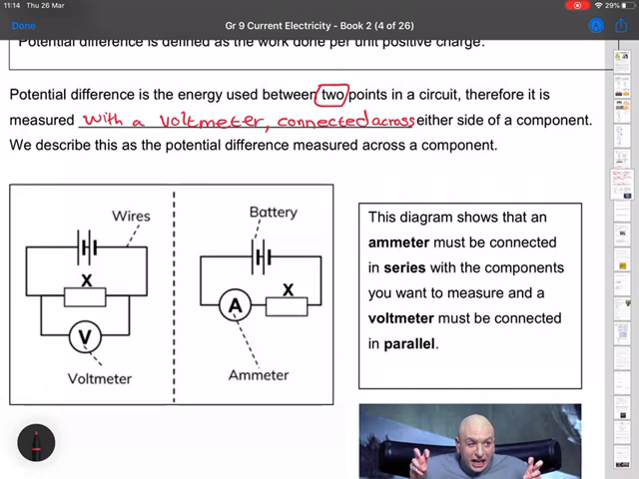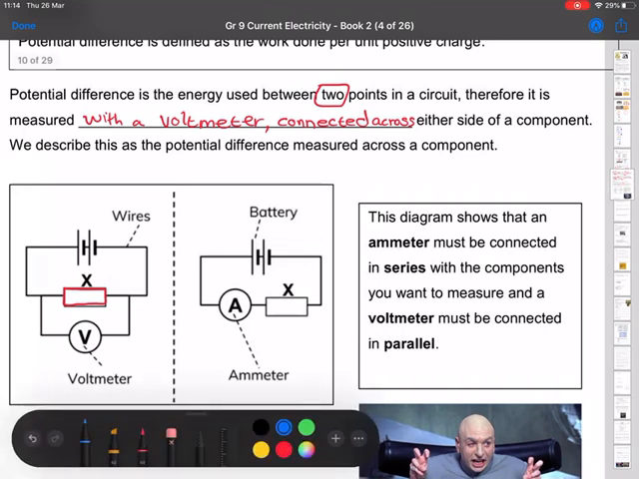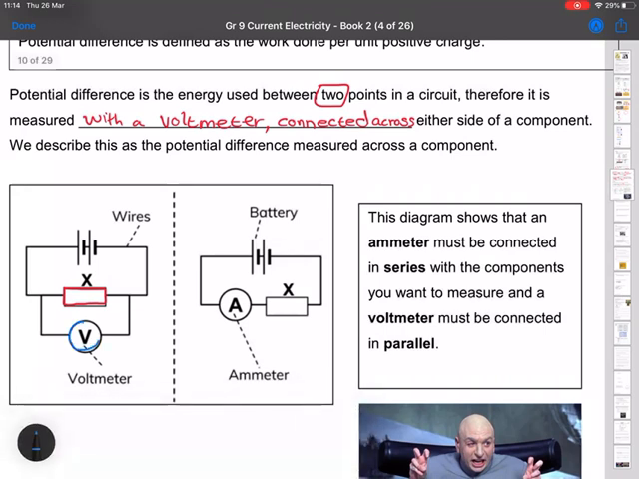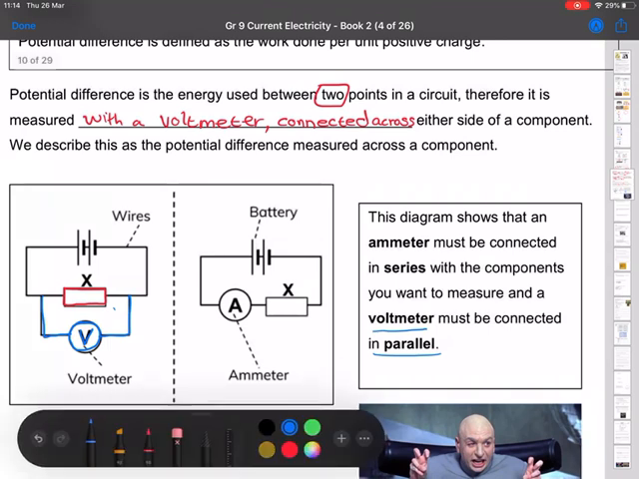In the pictures over here, we've got a little example. Here is a component, it's a resistor X. Now notice how there's a voltmeter. Remember the symbol for a voltmeter is a capital V inside a circle. You connect that across that component. So the voltmeter is connected across a component.